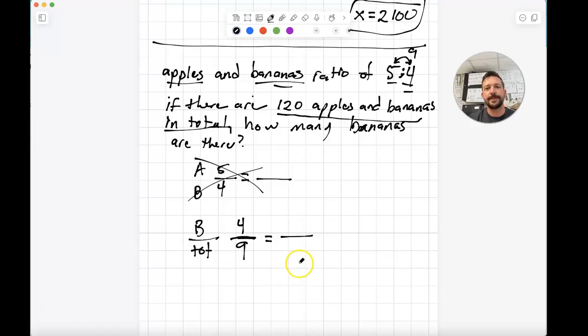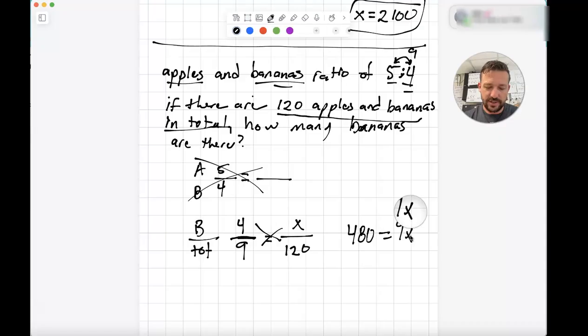Now, there are 120 apples and bananas in total. So now we do have a place to put this 120, because it goes on the total part. Yeah? And then we put an x for the number of bananas. Okay? And then you can just solve this. So 4 times 120 is going to be 480 equals 9x. And then you just divide by 9, right?